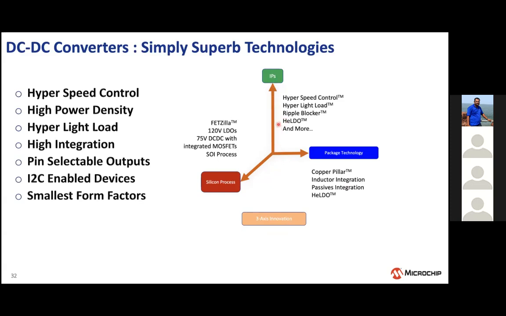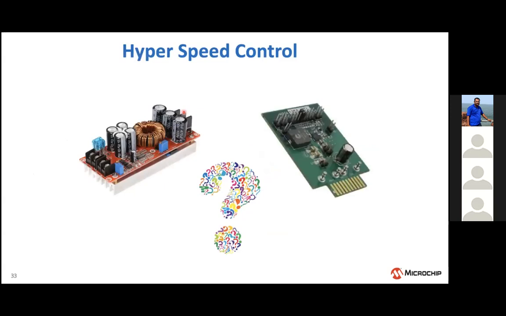We keep inventing new IPs, we keep improving our packaging technology, and we also spend a lot of investment and time on the silicon process. That's basically what we do at the day level, right? There are a lot of technologies to be discussed. I'm going to pick and choose the one which would make the most sense in today's discussion, that is hyperspeed control. Hyperspeed control is actually a control mode technique within Microchip DC-DC converters. Not all of them, but 75% of them have the hyperspeed control mode.